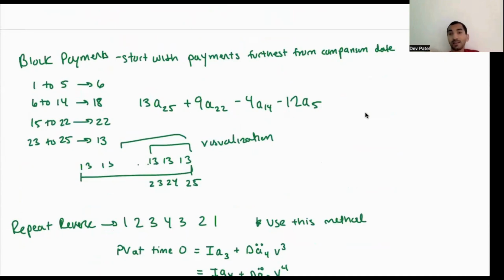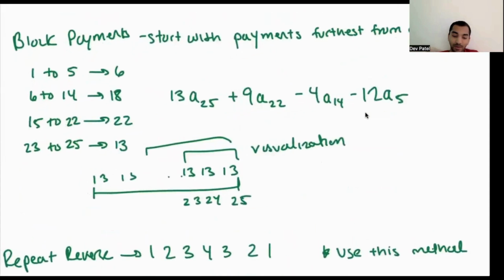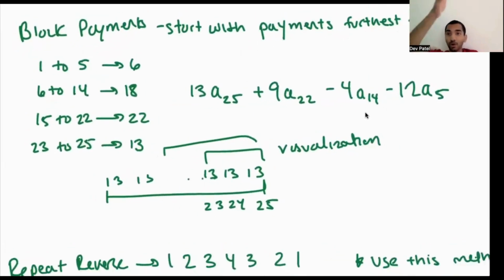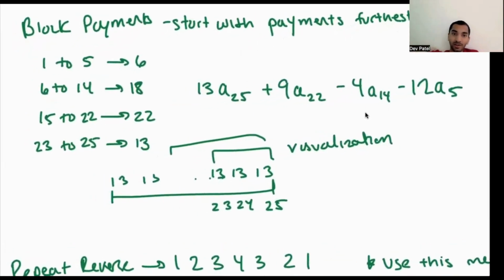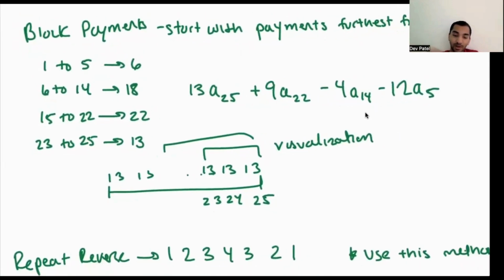Well, let's go over this example. In this example, we assume that everything's 13, from 0 to 25. And then as we go back, we make adjustments to get the outcome that we want. So everything's 13, that's 13 a-angle-25. And then we increase our amount by 9 a-angle-22. Why do we do that? Because the next amount, if we're going back, is 22, which is 9 greater than 13. So that's the amount that we're increasing by.